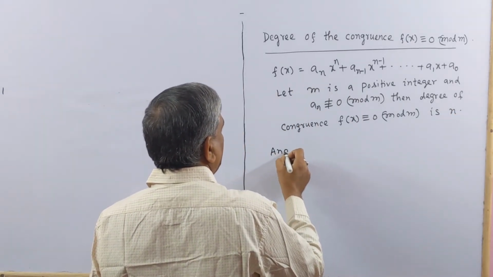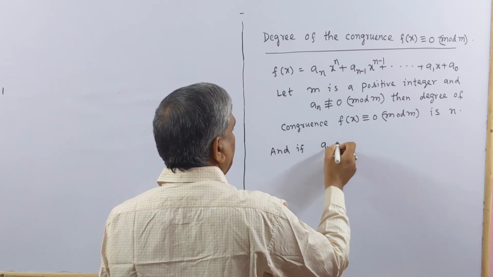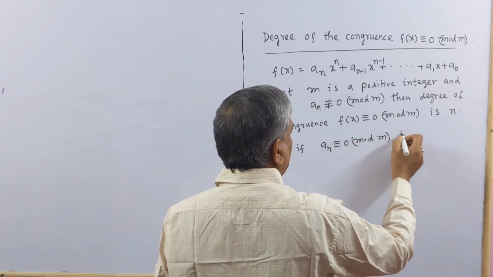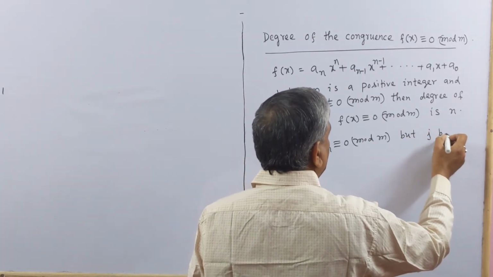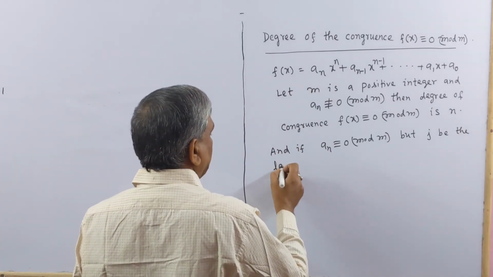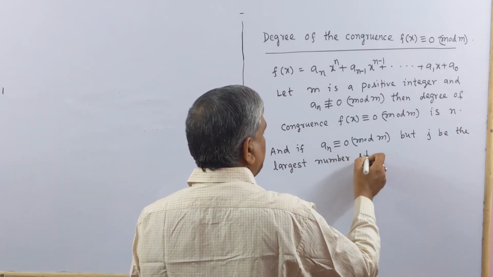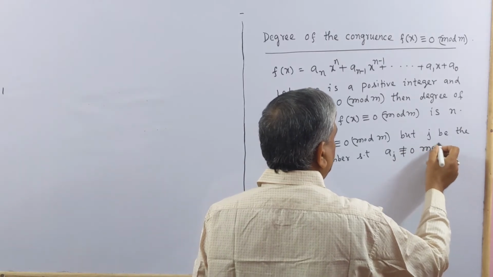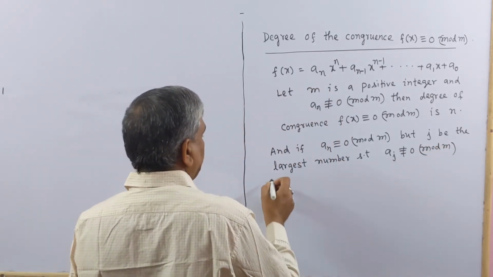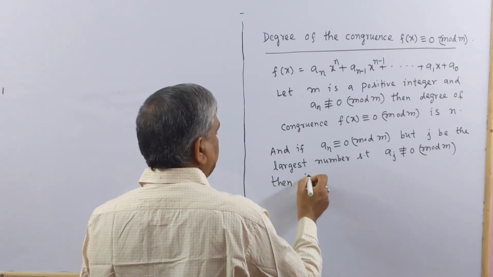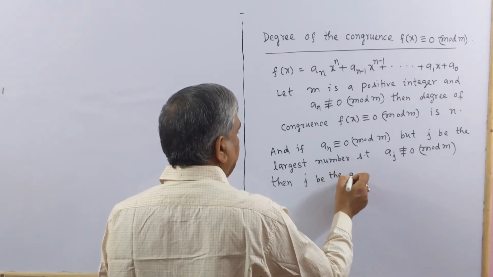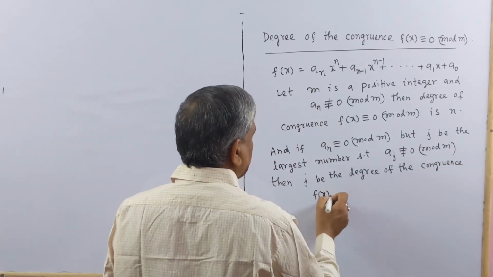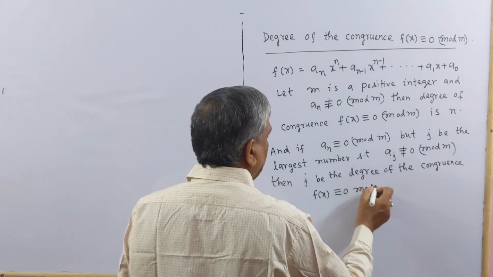And if a_n is congruent to 0 modulo m, but let j be the largest number such that a_j is not congruent to 0 modulo m, then j is the degree of the congruence f(x) ≡ 0 (mod m).